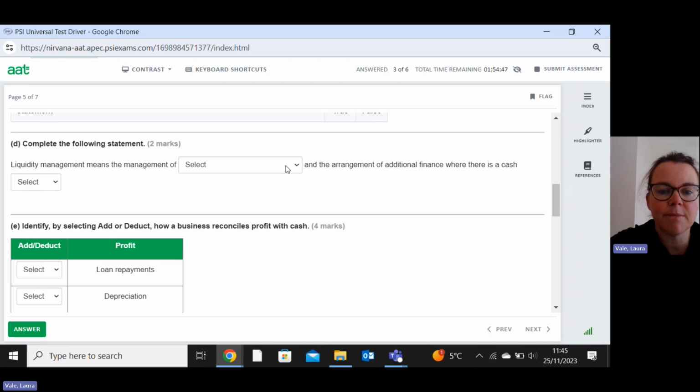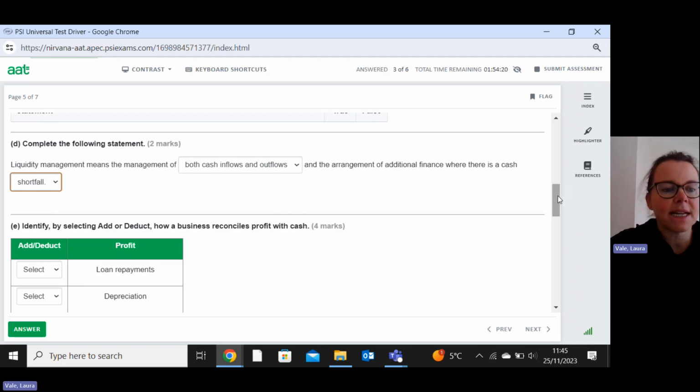Liquidity management means the management of inflows and outflows. Get the money in quick, pay it out slow. That's the plan. And the arrangement of additional finance where there is a cash shortfall. So you would need additional finance if you didn't have enough. So if you had a shortfall.